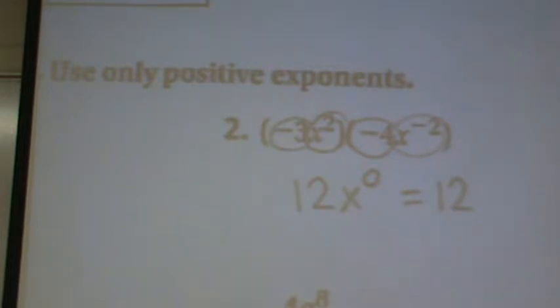Next, number 3. 3 squared is 9. You're going to multiply these powers, so it's x to the 4th and y to the 6th. Power to power, you multiply.